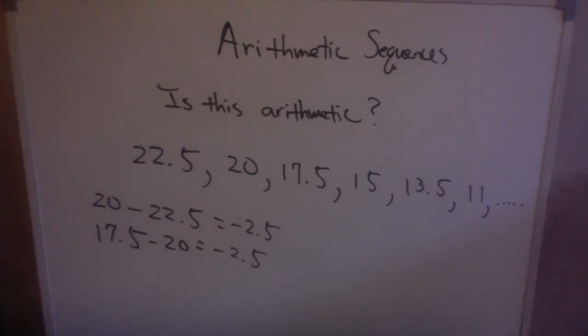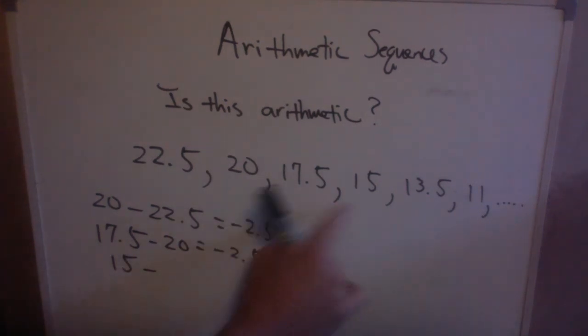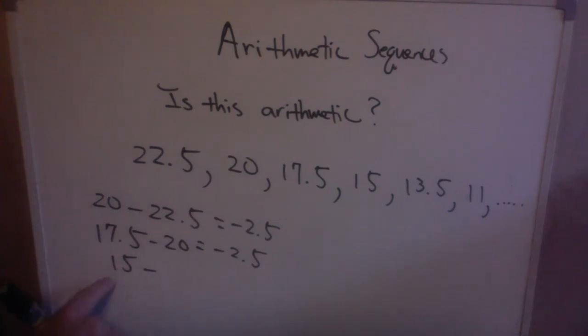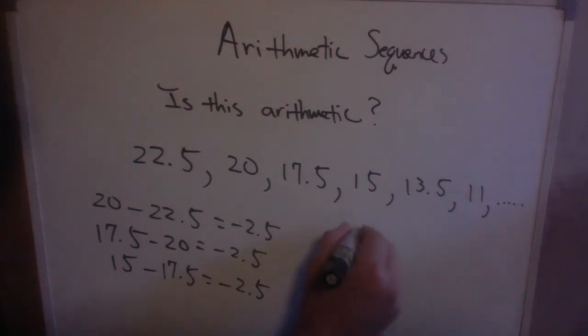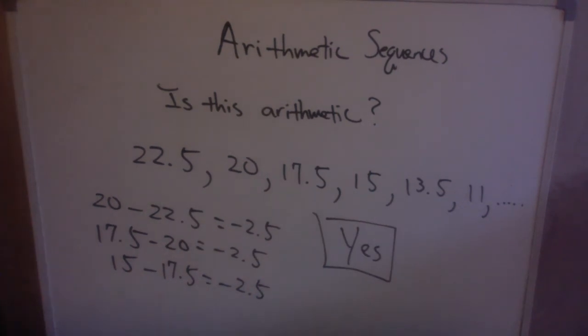So that's good. Let's take the next term, which is 15, and its preceding term is 17.5. So we're going to go 15 minus 17.5, and that's also -2.5. As you can see, the difference between any two neighboring terms is always -2.5. So we can conclude that yes, this is an arithmetic sequence.